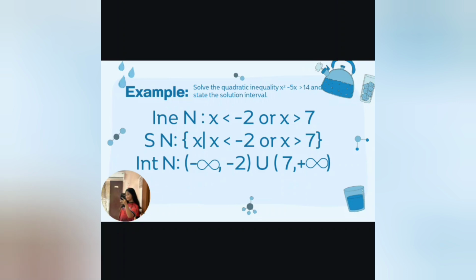So as we can see here, our inequality notation is x less than negative 2 or x greater than 7. And our set notation is x such that x less than negative 2 or x greater than 7. And for our interval notation, using parentheses, we have here negative infinity to negative 2 union positive 7 to positive infinity.